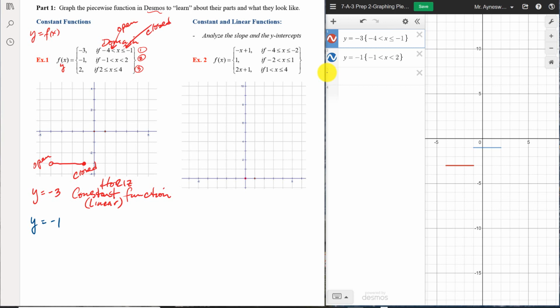So when you look at the inequalities, if you see an equal to portion of it, it's going to be closed. If you don't see the equal sign, it's going to be open. Okay, so I apologize for not mentioning that earlier.